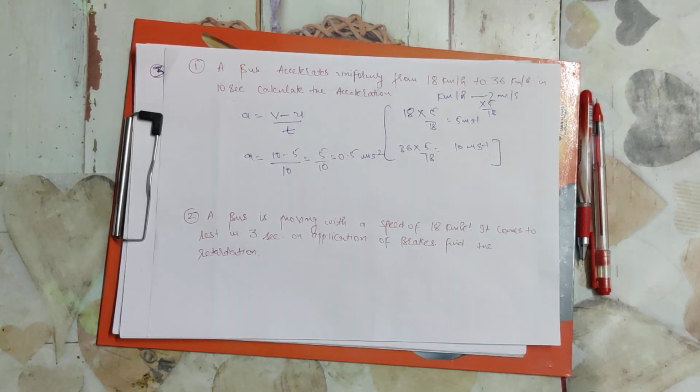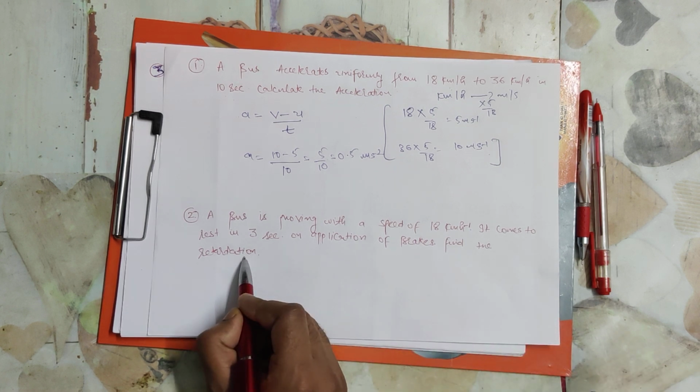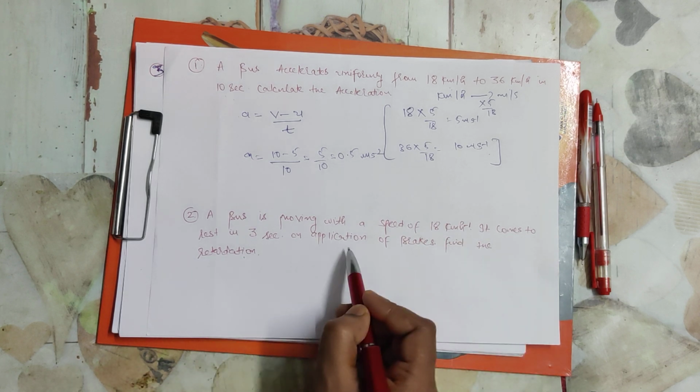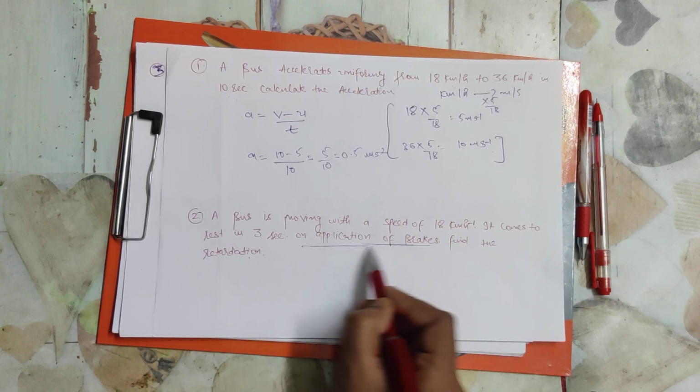Easy. Second, a bus is moving with a speed of 18 km per hour. It comes to rest in 3 seconds on application of brake. Then find the retardation. In this question, he himself said to find the retardation. So we know that our answer will be negative because brakes are applied. You can see that from here.